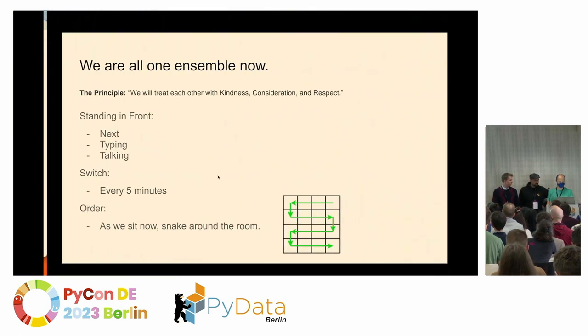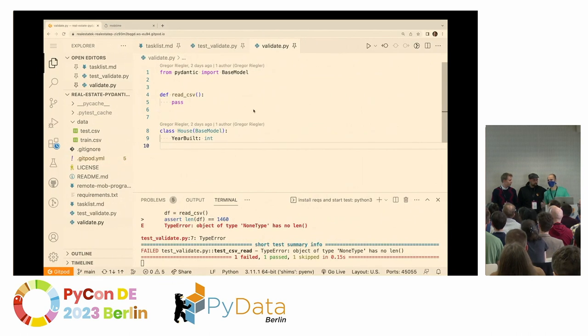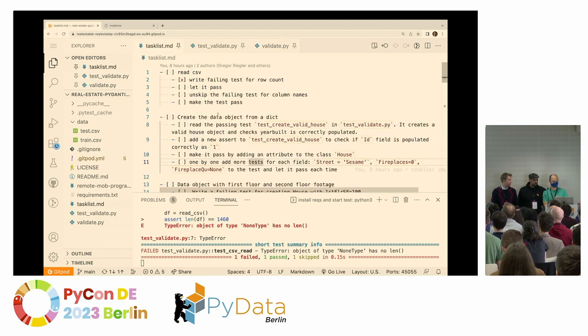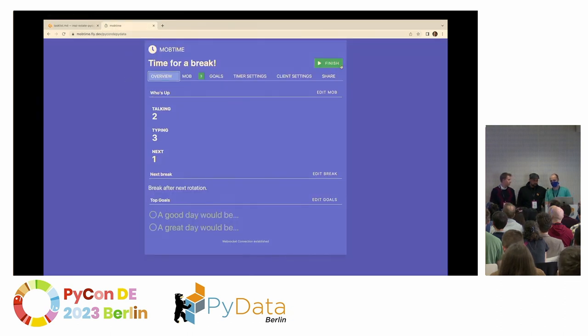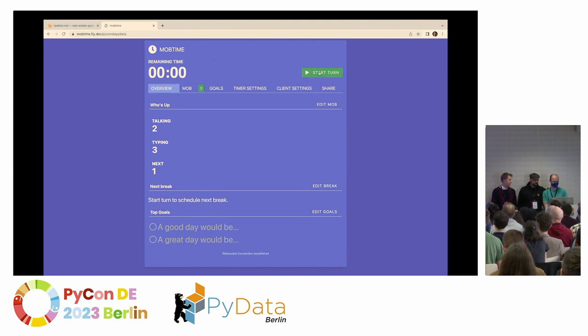So we're going to use this programming environment called gitpod.io, which is very easy to start, just a browser-based IDE, which already has a task list in it. This is the task list that we will be following. And there's one more component, the mob timer. The timer will buzz every 5 minutes and tell us to switch. So I'm just going to start it now. Let's start. Should we start?